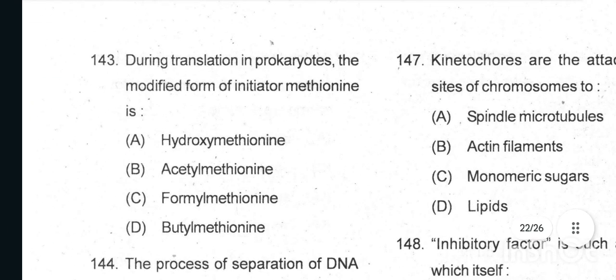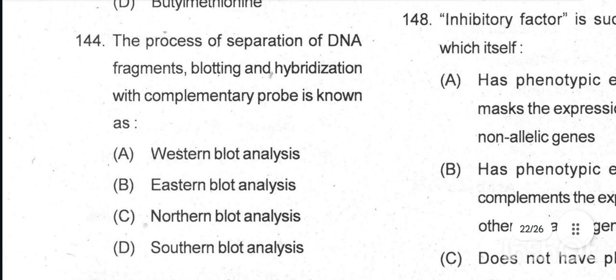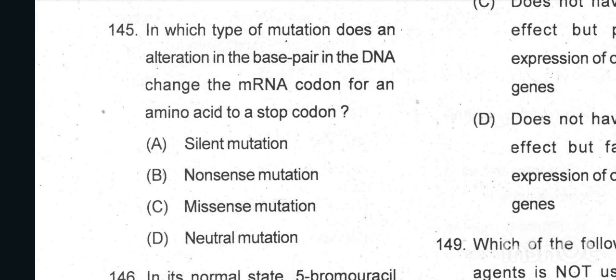During translation in prokaryotes, the initiator methionine is formyl methionine. Option C is the correct one. The process of separation of DNA fragments, blotting and hybridization with a complementary probe is known as Southern blot analysis or Southern blotting. In which type of mutation does alteration of a base pair in DNA change the mRNA codon for an amino acid to a stop codon? So it is the nonsense mutation, which codes for a stop codon.